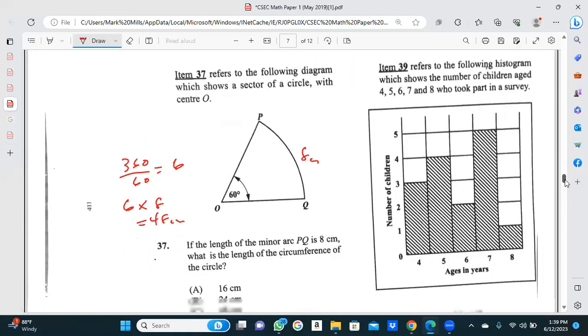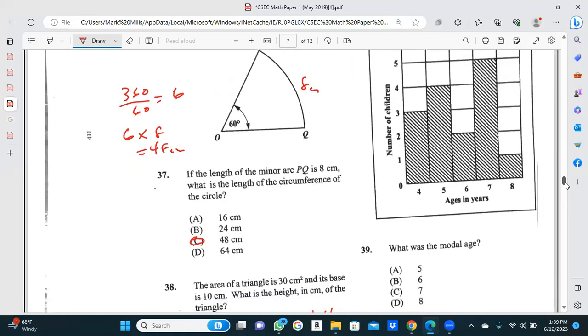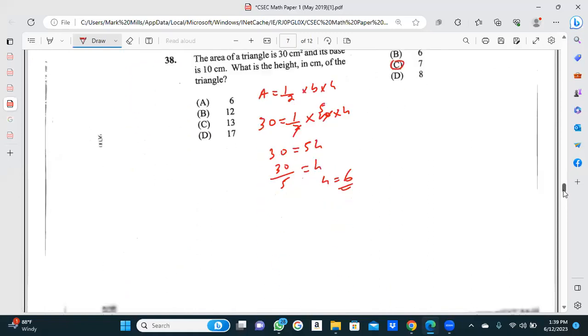All right. Number 39. I want to find a modal age. How do I find a modal age? Find the one that occurs most. So you want C. You find the one which is the tallest. In that sense, that should have been C. Cool. All right.